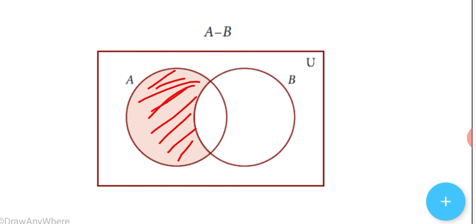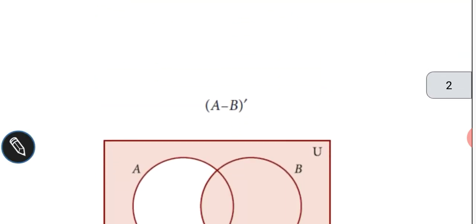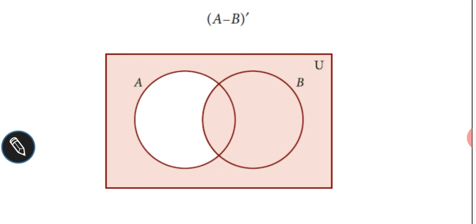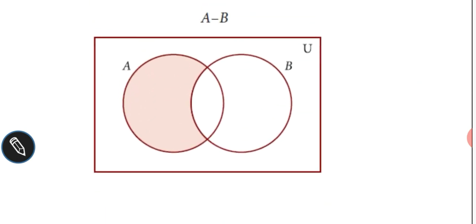But we have to calculate A minus B the whole bar, the whole dash. To find it, first we have to find A minus B, and then unshade the shaded region and shade the unshaded region which was done in the A minus B set.